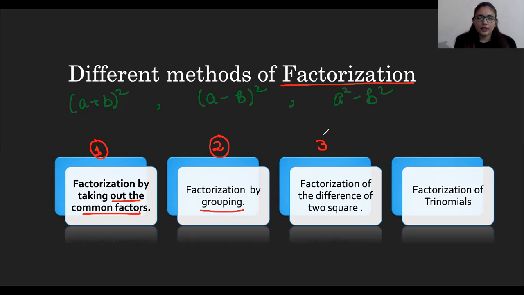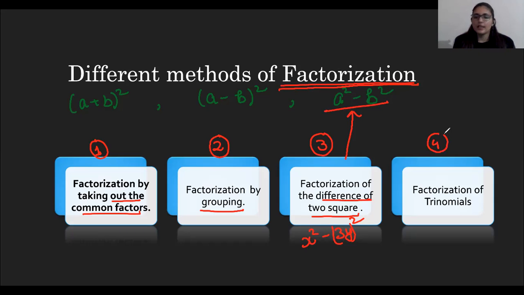Now, the third method is factorization of the difference of two squares. If they have given us the difference of two squares, like x square minus 3y whole square, how can we factorize this? Sure, we are going to make use of our identity, that we have just learned. That's why these identities are very, very essential whenever we are dealing with factorization. Now, the last method that we're going to deal with is factorization of trinomials.